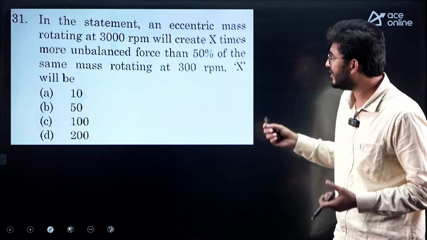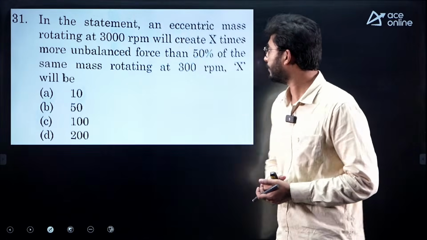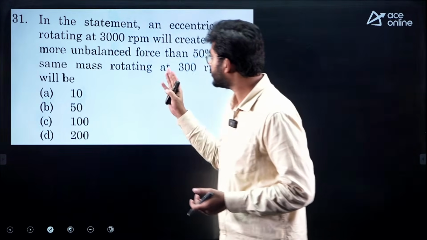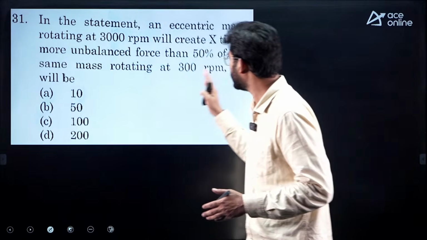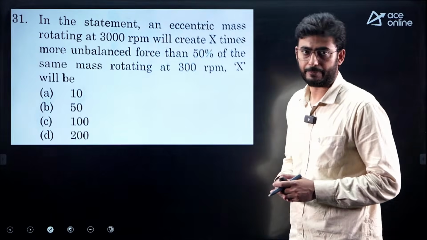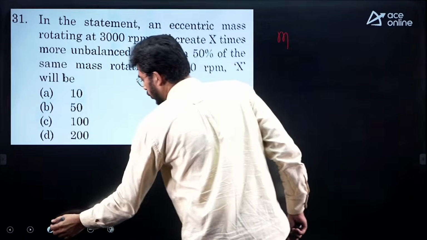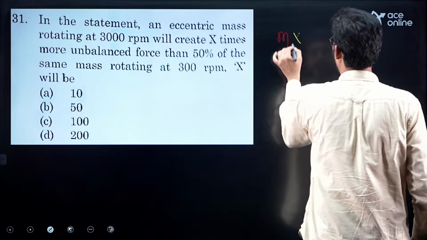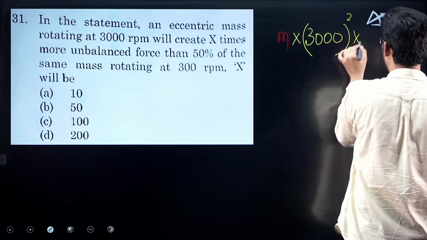Moving to the next question: an eccentric mass rotating at 300 rpm will create x times more unbalanced force than 50% of the same mass rotating at 300 rpm. So there is a mass m which is rotating at 300 rpm, m into 300 whole square at some radius.